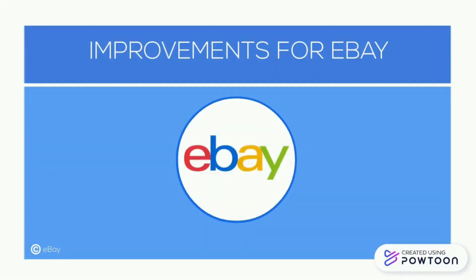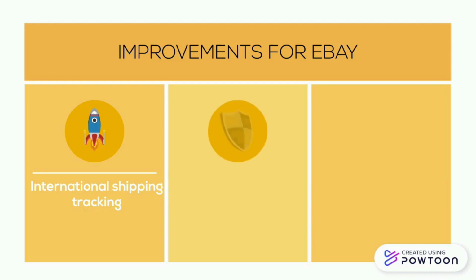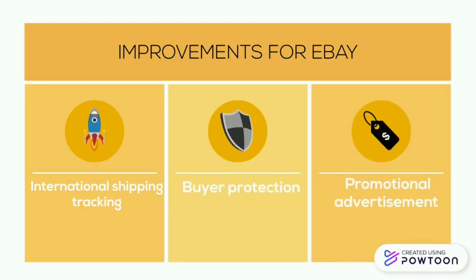Now we move to improvements for eBay. There are three improvements for eBay. The first one, international shipping tracking. The second, buyer protection. And the third, promotional advertisement.